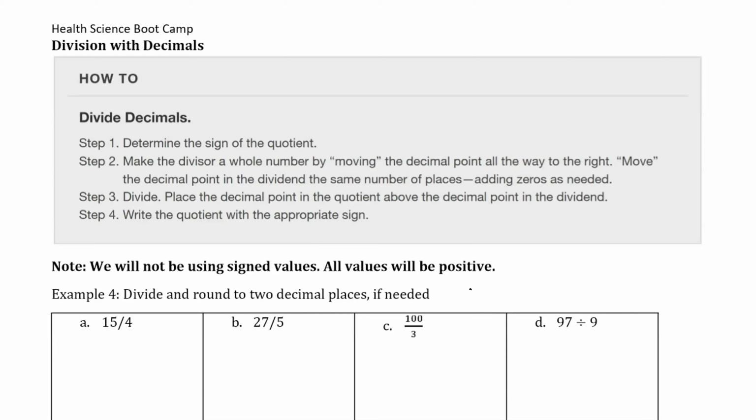So now when you're dividing decimals, again, the chapter that we look at for this has already talked about negative and positive numbers. So the first and last step is going to be talking about the sign of the quotient, but in all of health science, we will not use signed values. All the values will be positive.